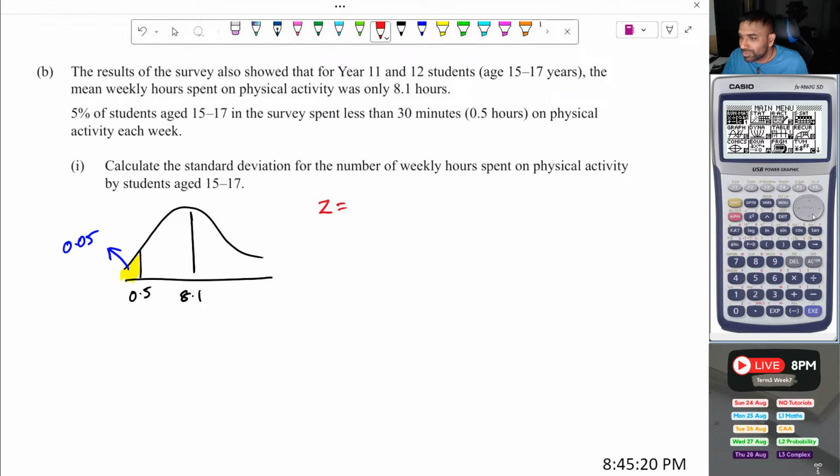All right, so back to finding our Z value. So we're going to go into our stat mode, distribution, normal. What? I keep getting it wrong. Okay, this is just, no, we're not doing this.